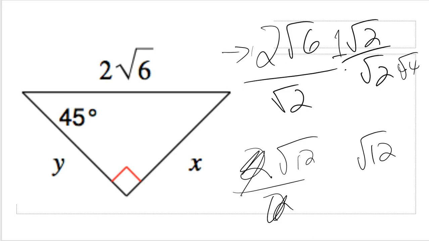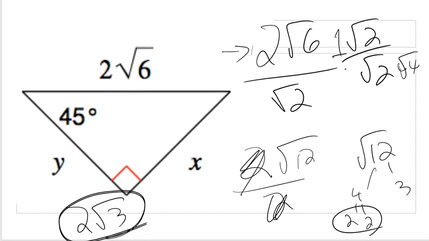Now, please don't leave it like that. I can simplify it. I can break it down as 4 and 3 and 2 and 2. I got a pair of 2, so 2 square root of 3. And there we go. And I know that this is the right answer because if I took 2 root 3 times root 2, the 3 would turn into a 6, and there's my 2 root 6.